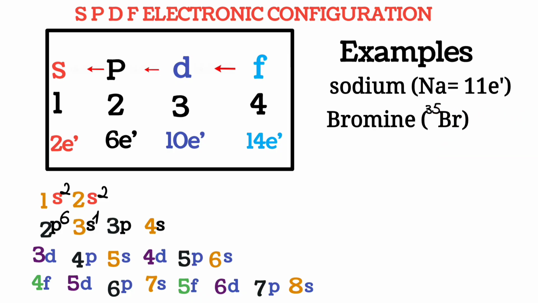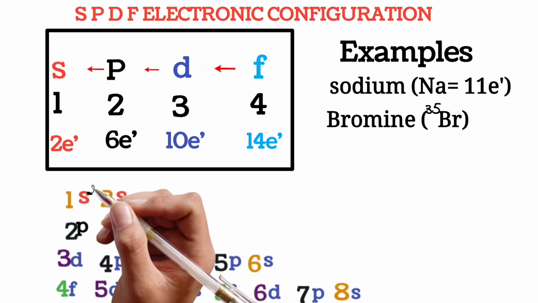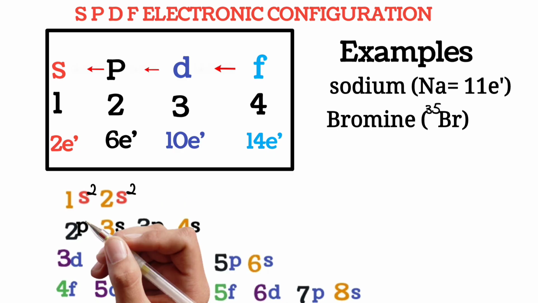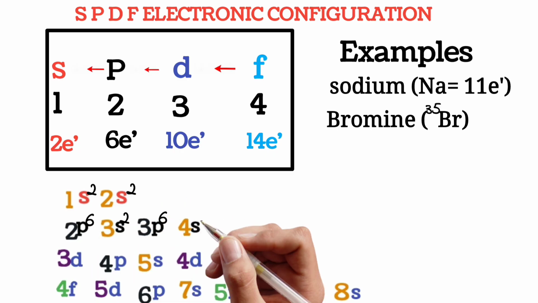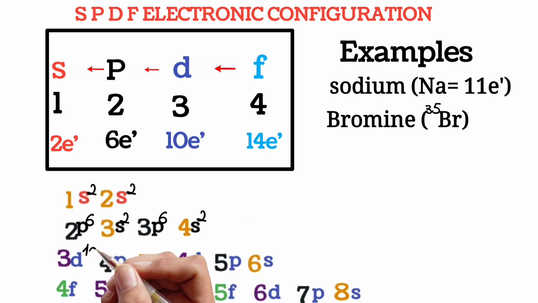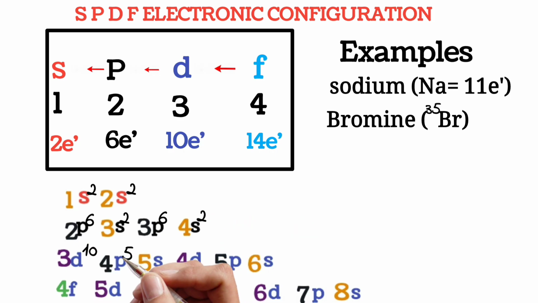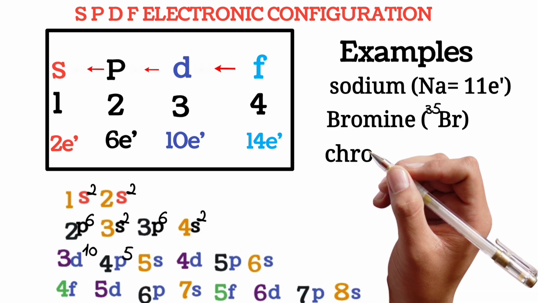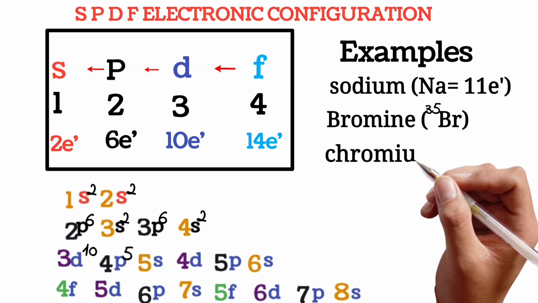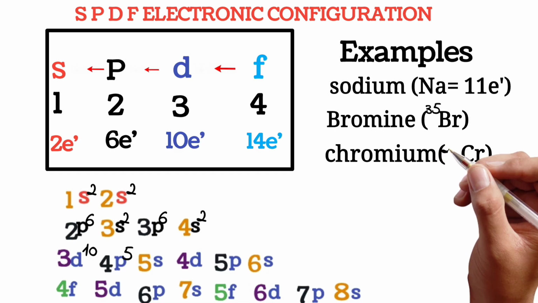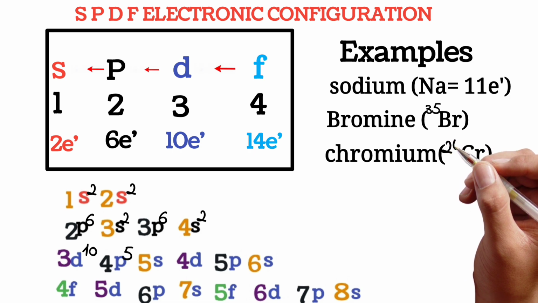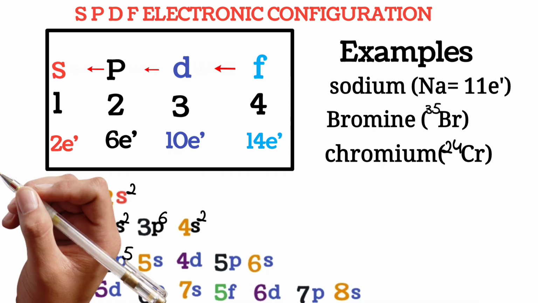Example 2. Let's look at bromine with 35 electrons. Let's fill that quickly. 1s2, 2s2, 2p6, 3s2, 3p6, 4s2, 3d10, 4p5. It is as simple as we are seeing it. The principle is the same. S taking a maximum of 2 electrons, P accommodating a maximum of 6 electrons, D accommodating a maximum of 10 electrons, and F accommodating a maximum of 14 electrons.